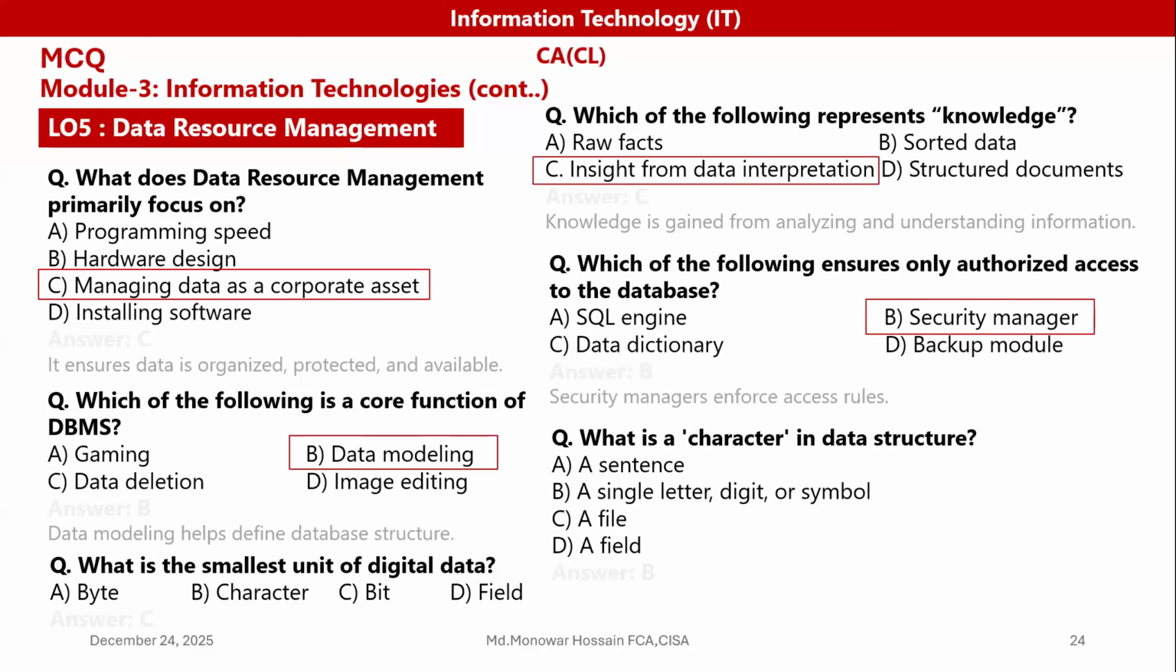Answer B. What is a character? We studied that a character in a database structure is a single letter, digit or symbol. Answer B. And what is the smallest unit of digital data? We know it is the bit. Answer C.